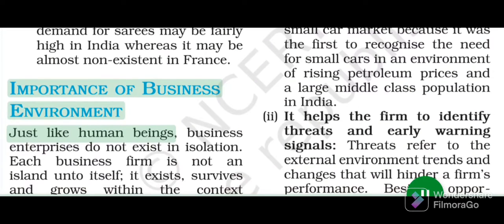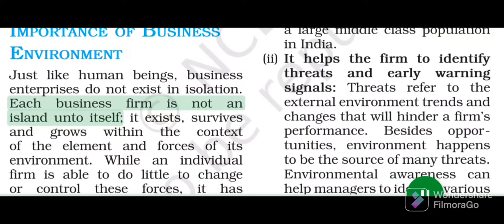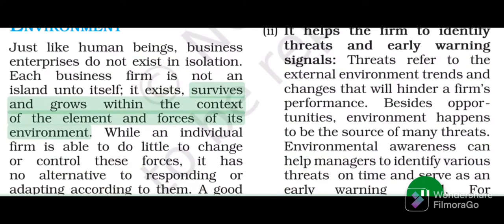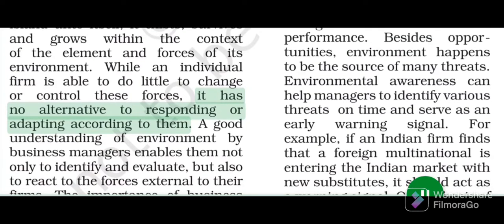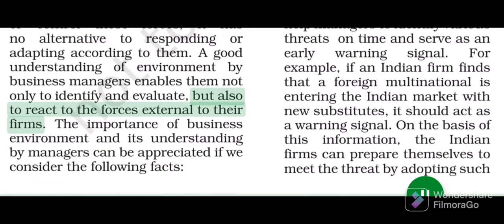Importance of business environment. Just like human beings, business enterprises do not exist in isolation. Each business firm is not an island unto itself. It exists, survives and grows within the context of the element and forces of its environment. While an individual firm is able to do little to change or control these forces, it has no alternative to responding or adapting according to them. A good understanding of environment by business managers enables them not only to identify and evaluate, but also to react to the forces external to their firms.